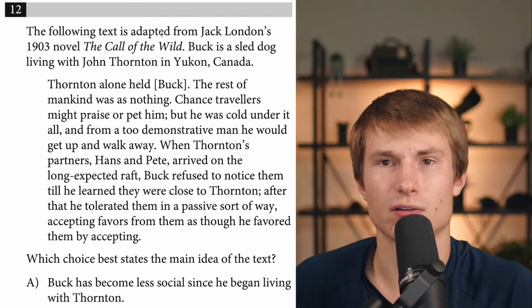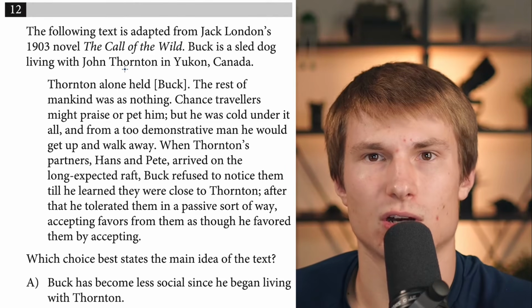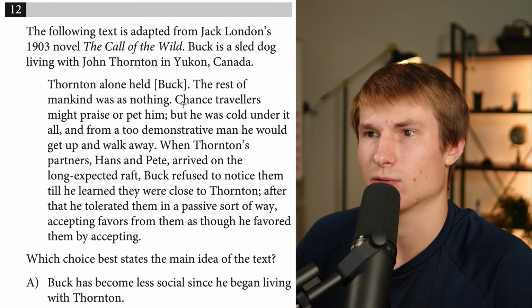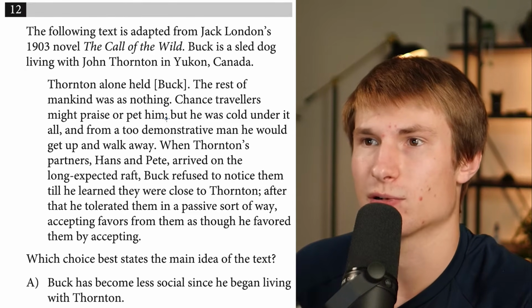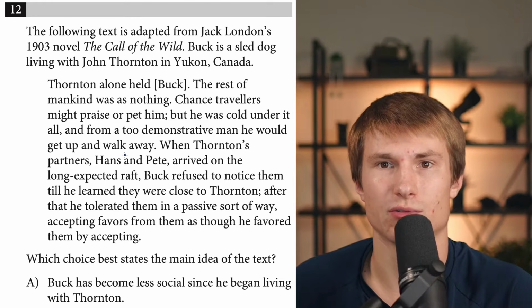Question 12. The following text is adapted from Jack London's 1903 novel, The Call of the Wild. Buck is a sled dog living with John Thornton in Yukon, Canada. Thornton alone held Buck. The rest of mankind was as nothing. Chance travelers might praise or pet him, but he was cold under it all, and from a too demonstrative man, he would get up and walk away.